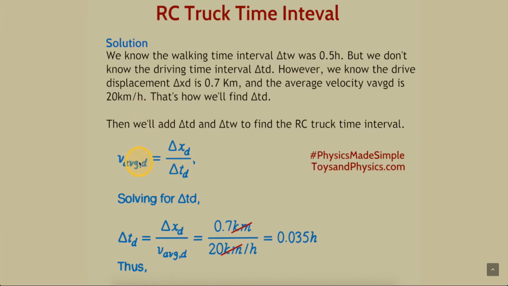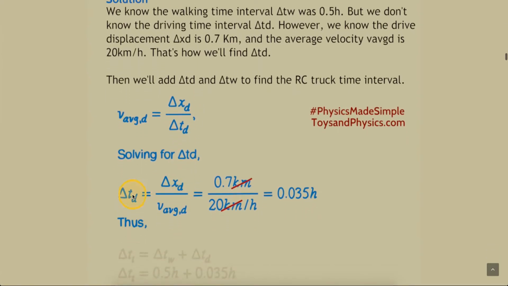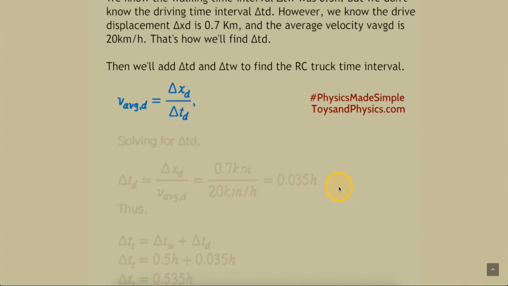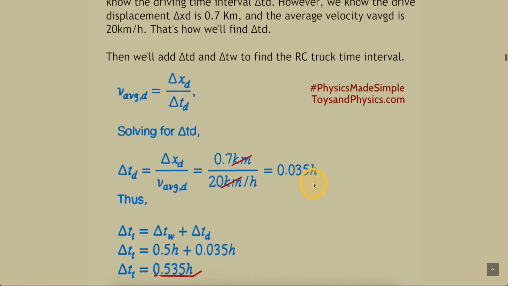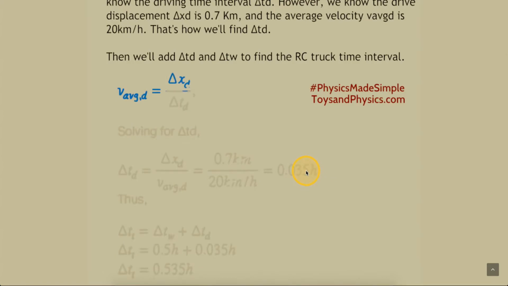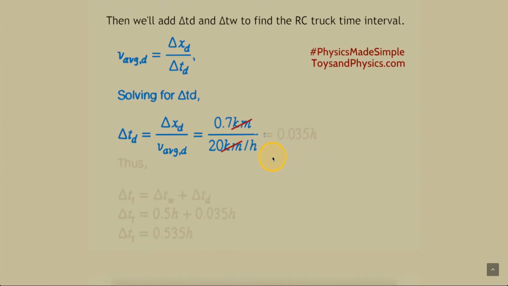So we can find that by using the average velocity definition equation, which is delta x divided by delta t. If we solve for delta t, we can substitute the numbers here. We have 0.7 kilometers divided by 20 kilometers per hour. We cancel the kilometers here, and we have the end result for the driving of 0.035 hours. Okay, so it's a very short period of time.